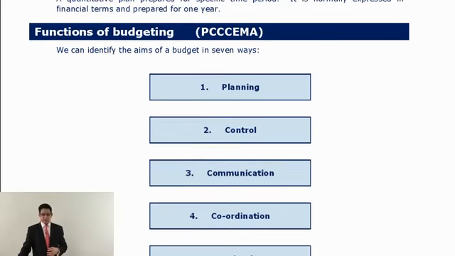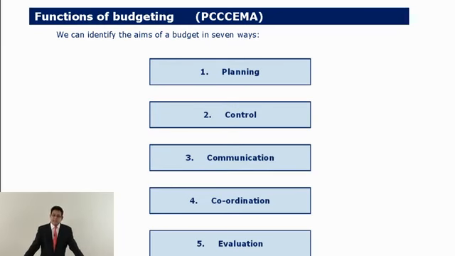Now here are some of the functions, sometimes called objectives or aims, of budgets. You can see the mnemonic. It's not the most ideal one in the world. PCCEMA. I don't know how you would pronounce it, but just remember PCCEMA: planning, control, communication, coordination, evaluation, motivation, and authorization. I know I sound like a sad loser remembering all of them, but you need to remember some of them. When knowledge is required in the exams, they ask you to have some ideas in your mind.